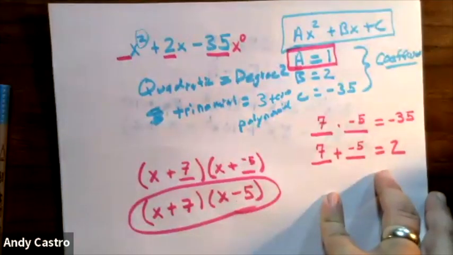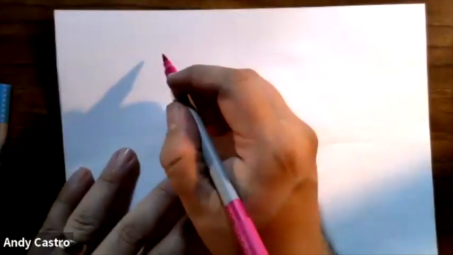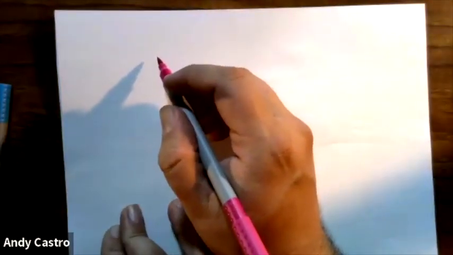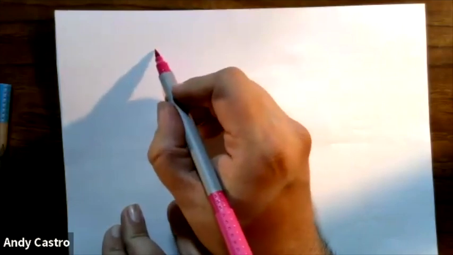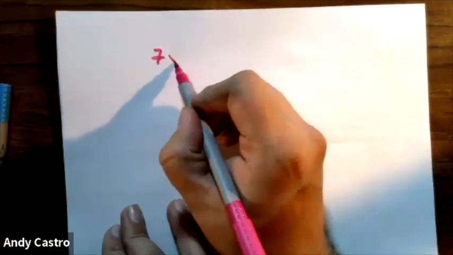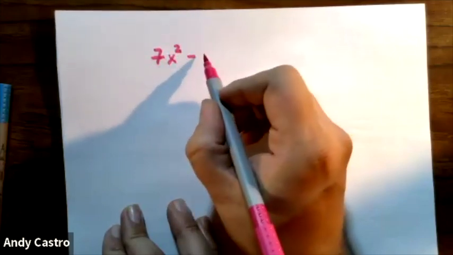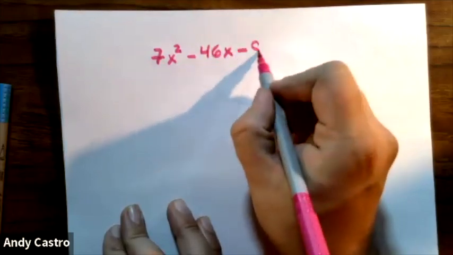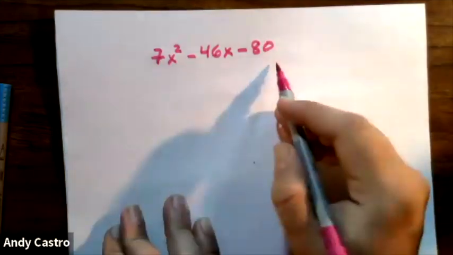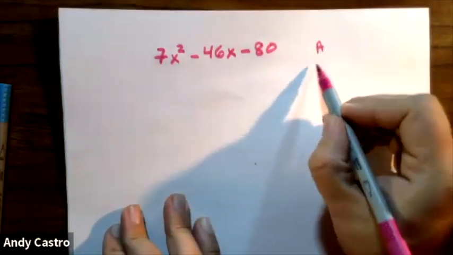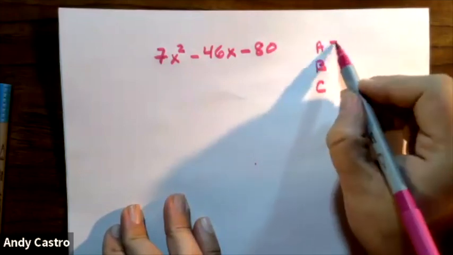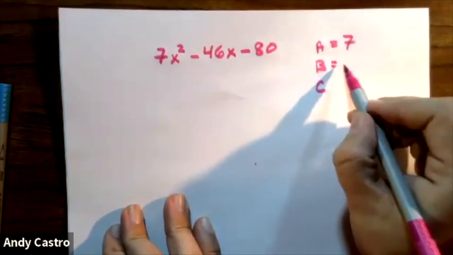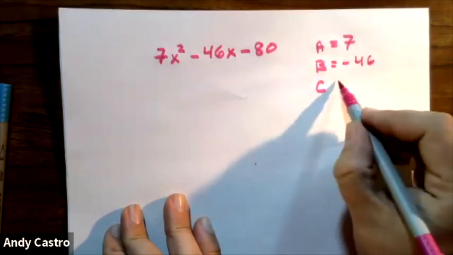All right. So what do we do when that leading coefficient is not 1? Let's say you have 7x squared minus 46x minus 80. So this is a quadratic. If I look at my coefficients, my A is positive 7, my B is negative 46, and my C is negative 80.